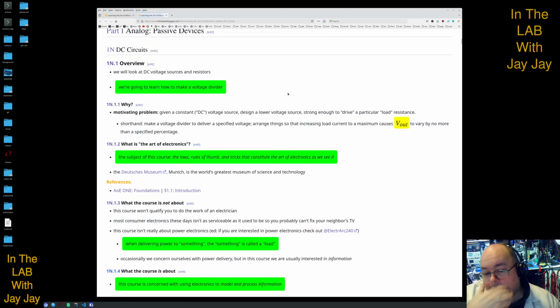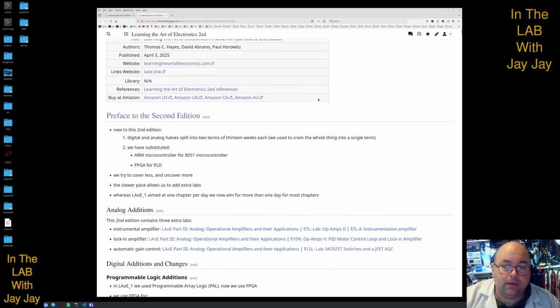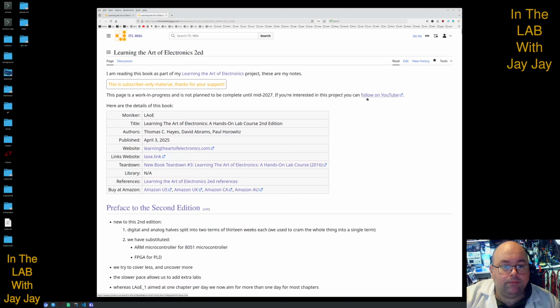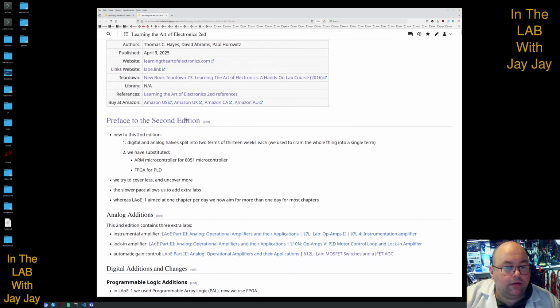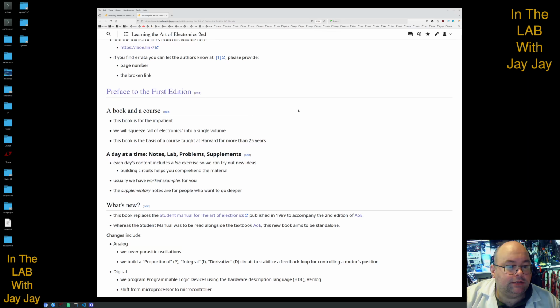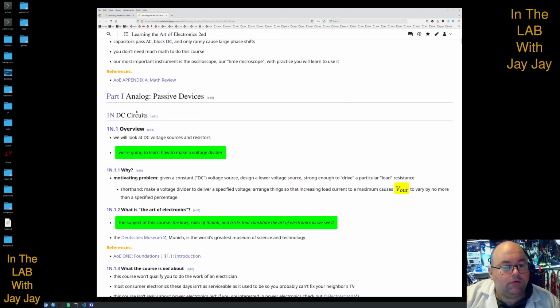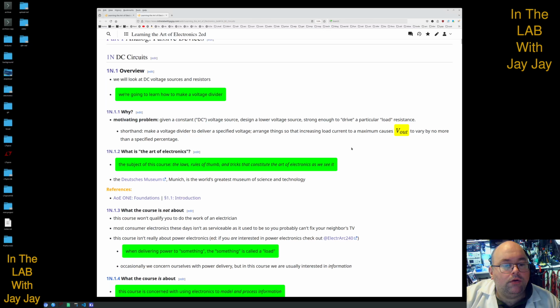I should say that I also made some notes. If I scroll all the way back up to the top here, since the last time I showed you this page, the preface to the second edition and the preface to the first edition, I added some notes from the book. I think the overview was already done. So the part that we'll be revising today is DC circuits, starting here. And when we get up to our circuit, we'll just transition over to the bench and make the circuit. So this is chapter 1N, DC circuits.